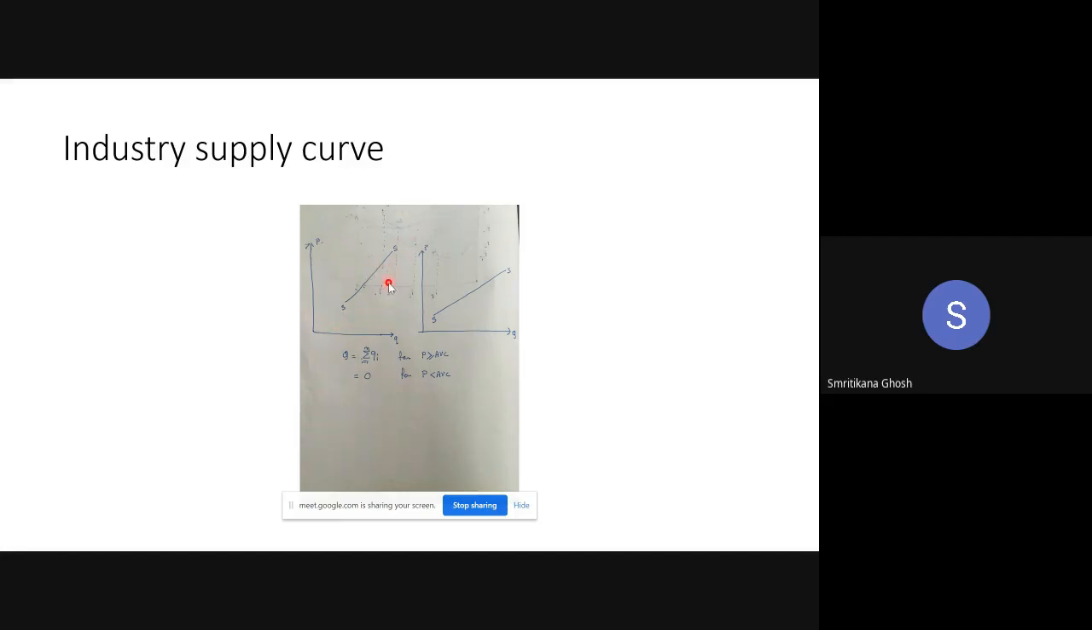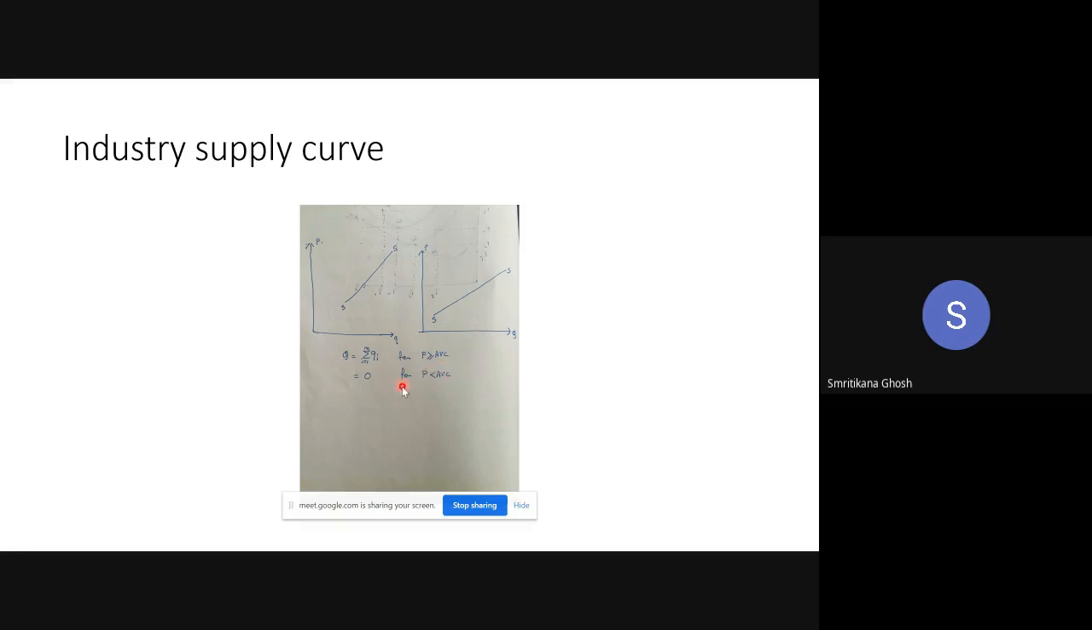Now you know how to get the industry supply curve. You just make a horizontal summation of all the firm supply curves. Once you make the horizontal summation of the individual supply curves, you will get this curve, which is called the industry supply curve. If you go through this line, it will be clear. If capital Q is the industry supply, it is the summation of small q, where price is greater than or equal to AVC.